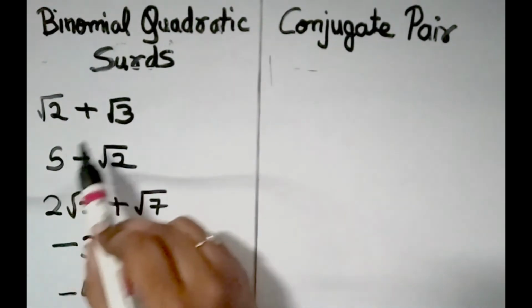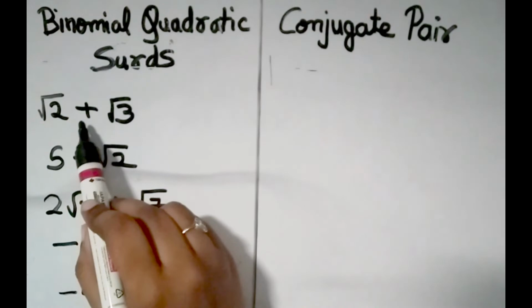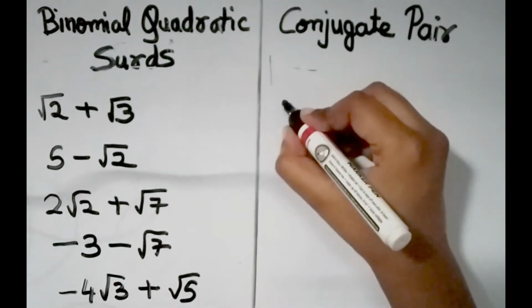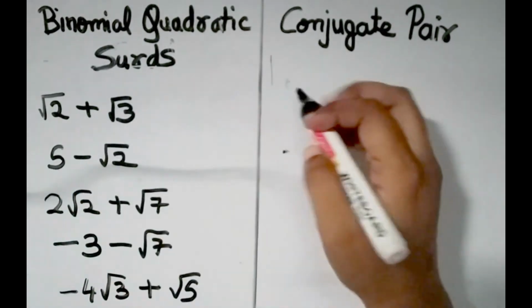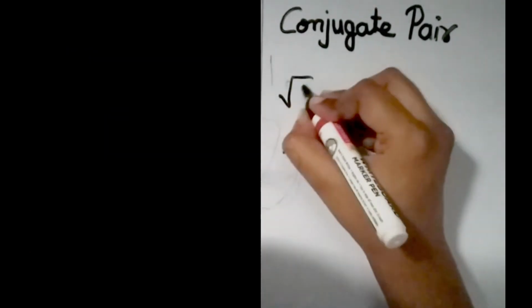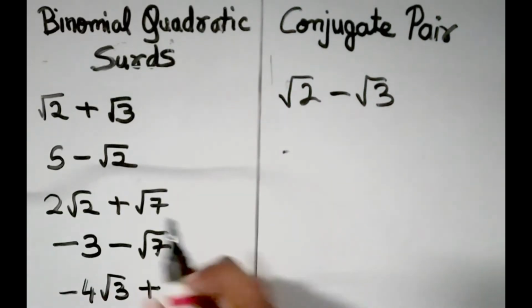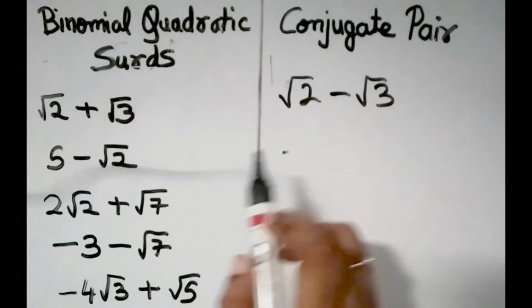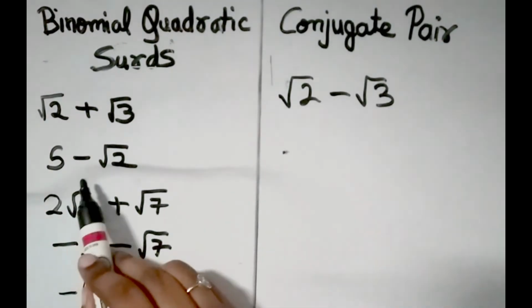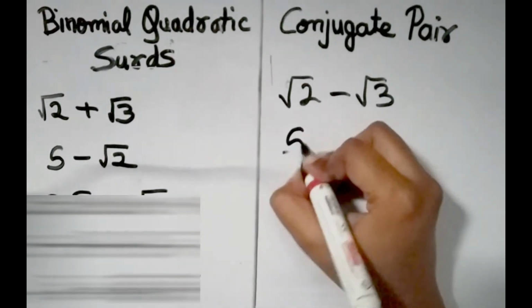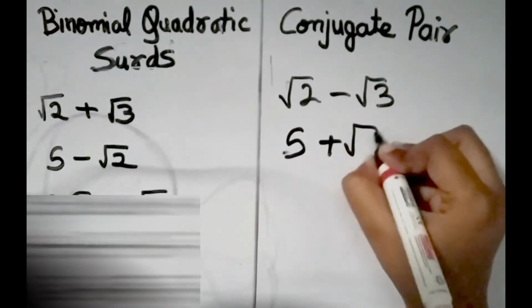So for finding the conjugate pair we have to change the sign which is there in between two numbers. The conjugate pair of this will be root 2 minus root 3. Okay. Now here 5 minus root 2. For finding the conjugate pair, we will change this sign to plus. So the conjugate pair of this is 5 plus root 2.